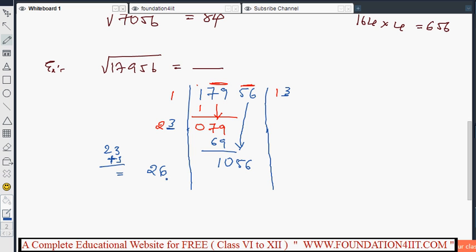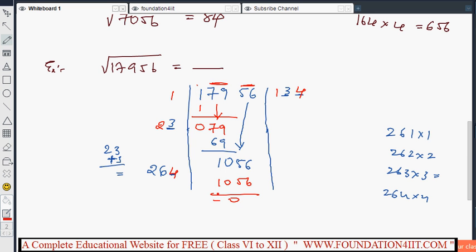Now after 26, the next number should be filled. 26, 1 into 1; 26, 2 into 2; 26, 3 into 3. The same number should get. If you do 264, 4 into 4, you'll get the answer exactly for 4. 264, 4 fours are 1056. If you subtract, 0.